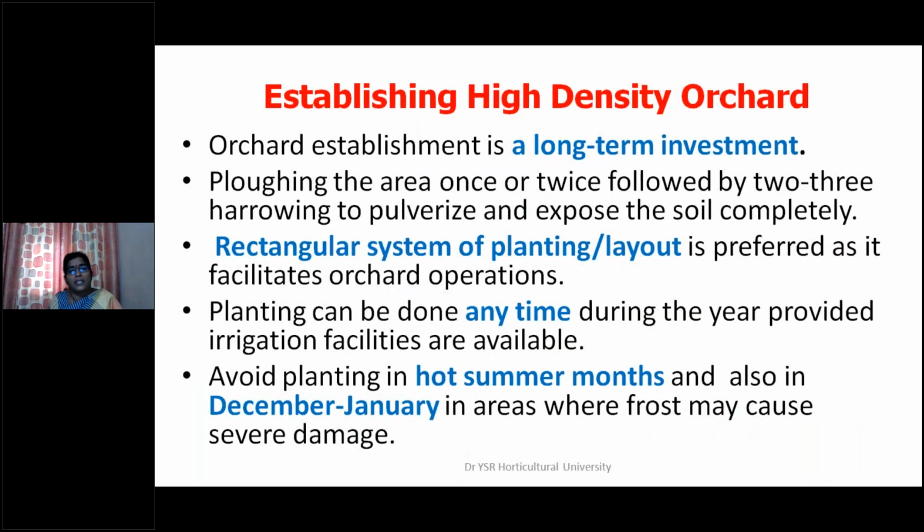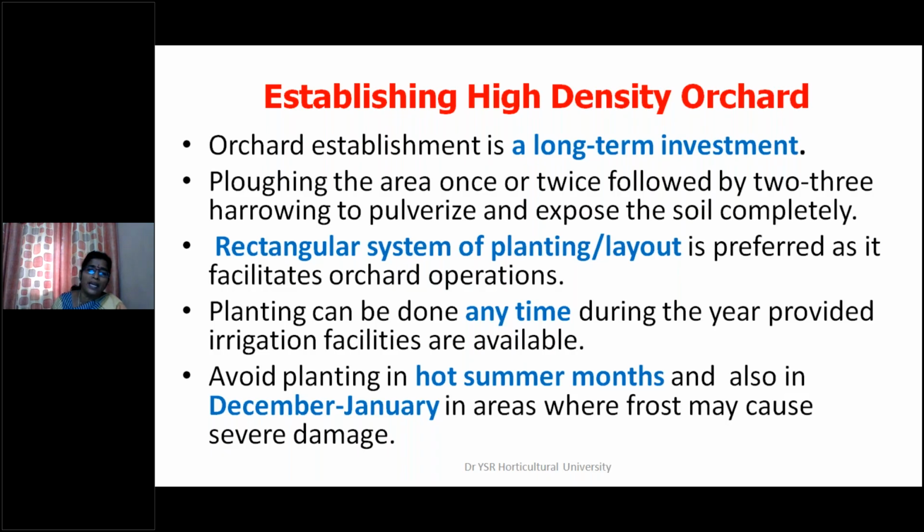Then coming to establishment of the high density orchard. We know that orchard establishment is a long-term investment. Once you establish the orchard, it will remain even 30 years. So it is 30 or 40 years. So we have to take care while establishing the orchard.